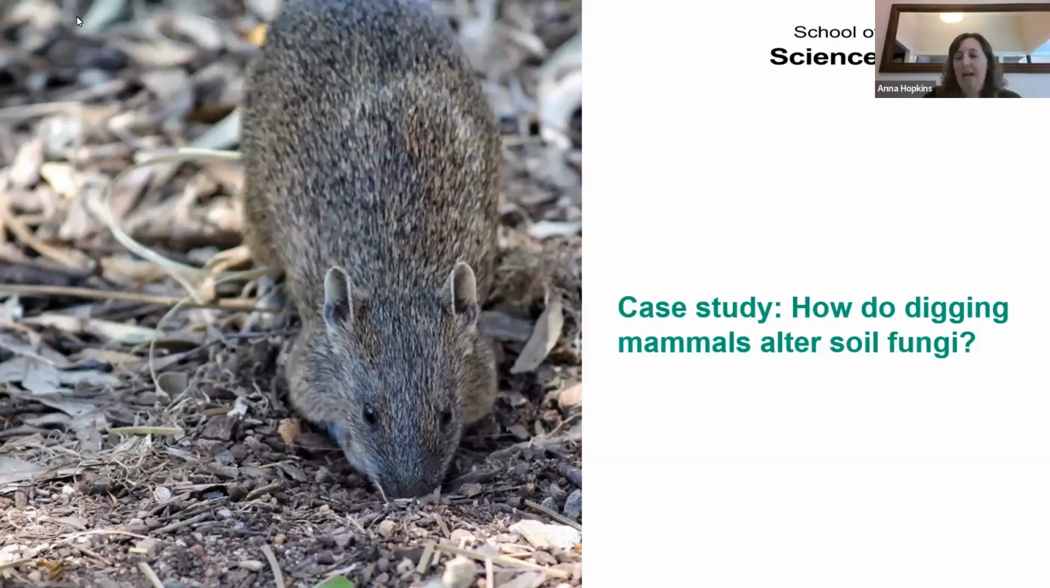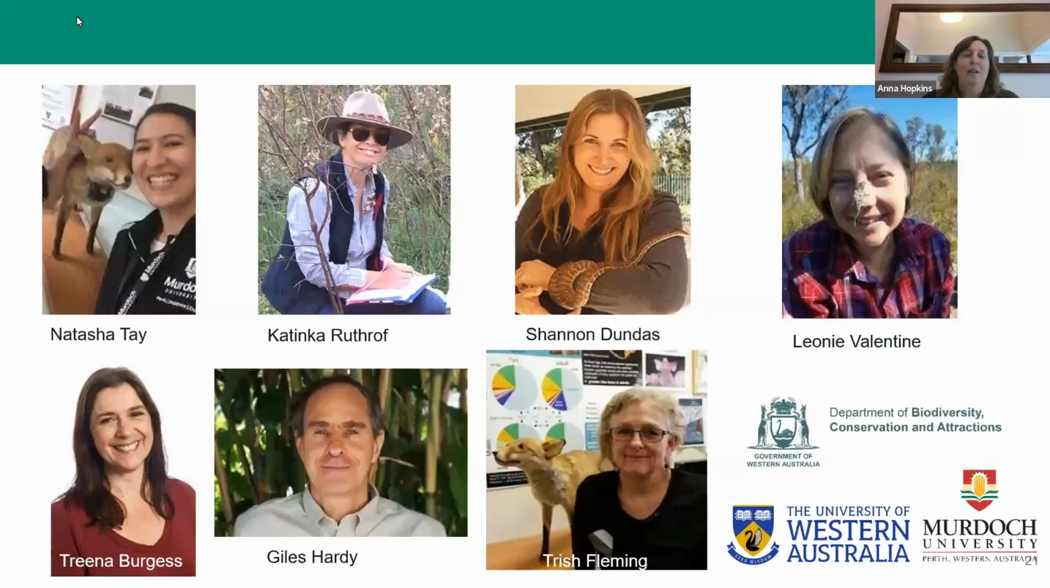Okay, so the second case study that I wanted to talk about was the work that Jonathan mentioned before, looking at digging mammals and how they might impact soil fungi. So we've got one of our cute little quenda here. It's related to the southern brown bandicoot. And again, this work never happens in isolation. I work with a whole lot of wildlife ecologists and other forest ecologists on these kind of projects. So I've got strong collaborations with UWA and Murdoch and Department of Biodiversity, Conservation and Attractions here in WA.